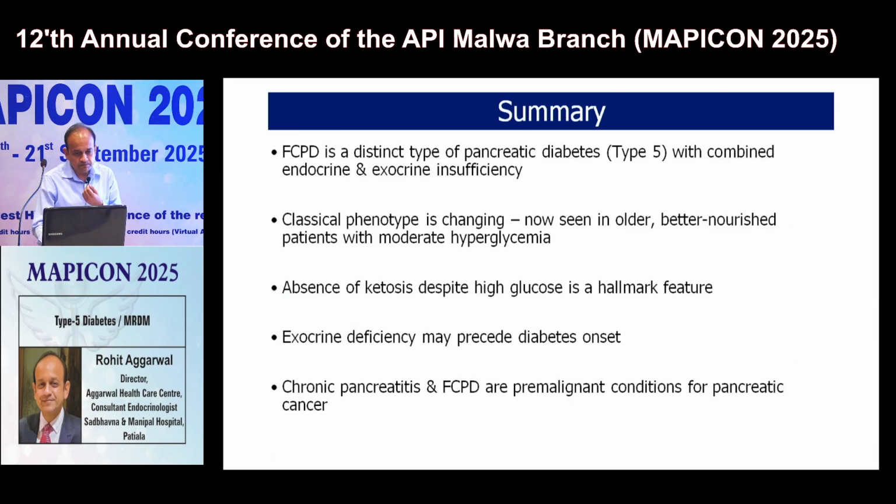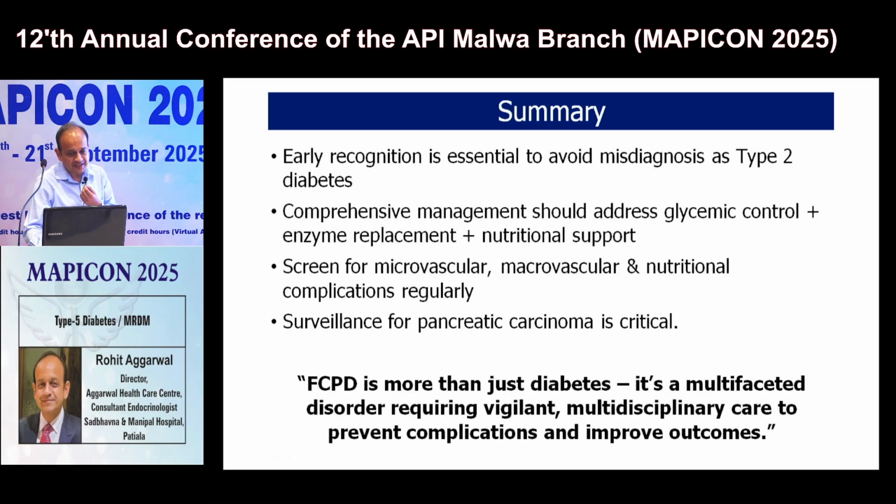So just to summarize, this is a distinct type of pancreatic diabetes, type 3C or 5, what the people are saying. So clinical phenotype is changing because now we are seeing more better nourished patients with a slightly higher BMI. Now we are seeing it in an older population also. I think the hallmark feature is the absence of ketosis despite high glucose and high requirement of insulin. Exocrine pancreatic deficiency may precede onset of diabetes. Chronic pancreatitis and FCPD are pre-malignant conditions for pancreatic cancers. So early recognition is essential to avoid misdiagnosis as type 1 or type 2.